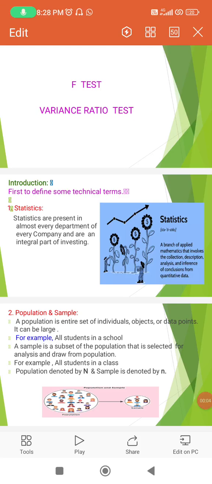Good morning to all. Today we discuss the topic of the F-test. The F-test is also called the variance ratio test. First, an introduction to this test.